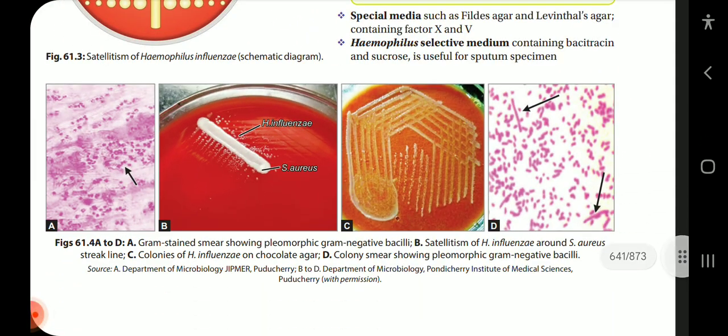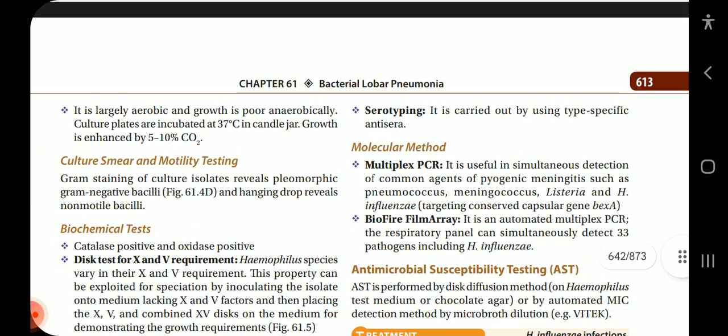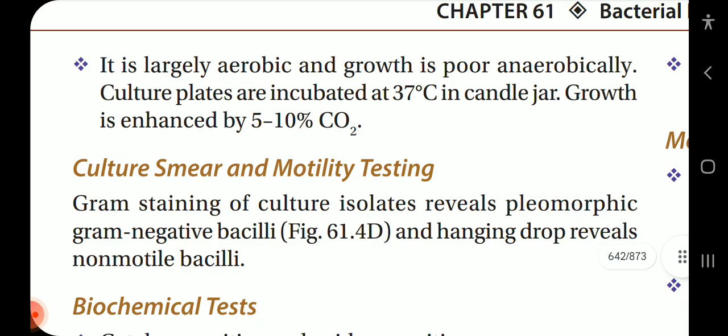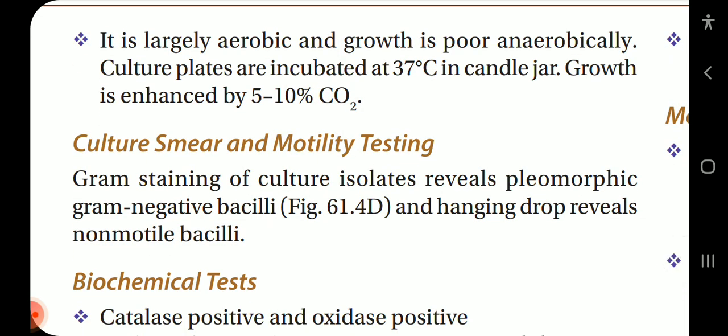In these figures A to D, we can see a Gram stain smear showing pleomorphic gram-negative bacilli in A. In figure B, we can see the satellitism of Haemophilus influenzae around the Staph aureus streak line. In figure C, we can see the colonies of Haemophilus influenzae on chocolate agar, and D shows a colony smear showing pleomorphic gram-negative bacilli. It is largely aerobic and growth is poor anaerobically. Culture plates are incubated at 37 degrees Celsius in a candle jar. Growth is enhanced by 5 to 10% CO2.